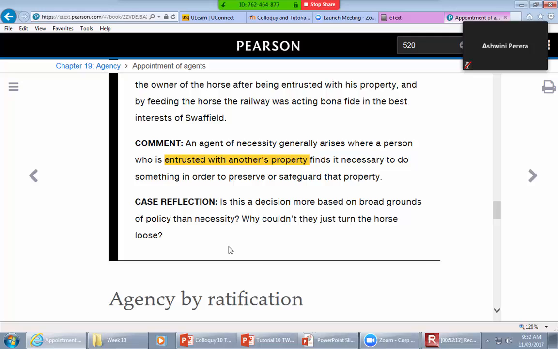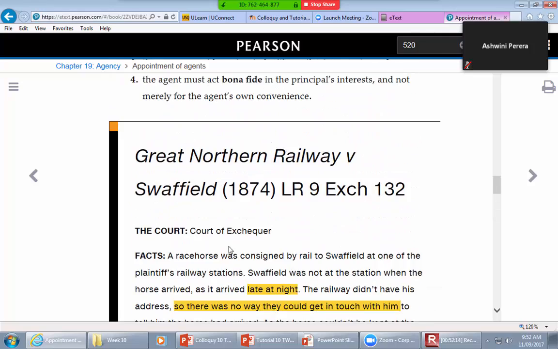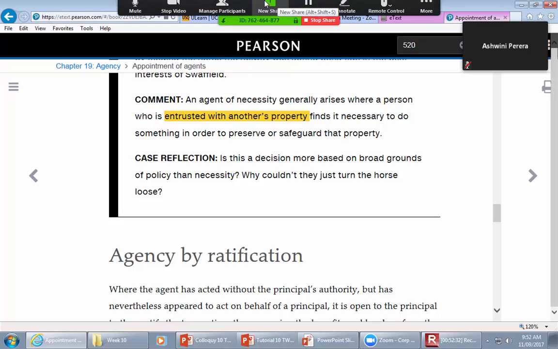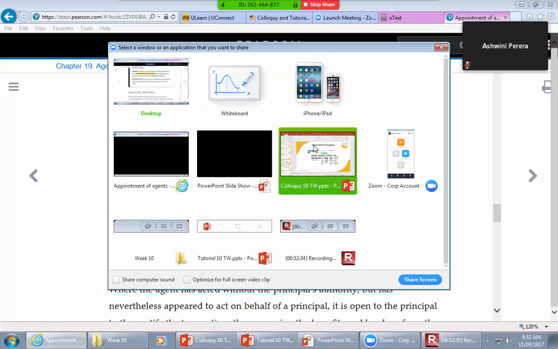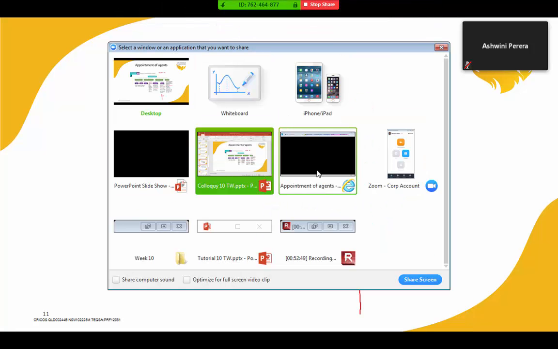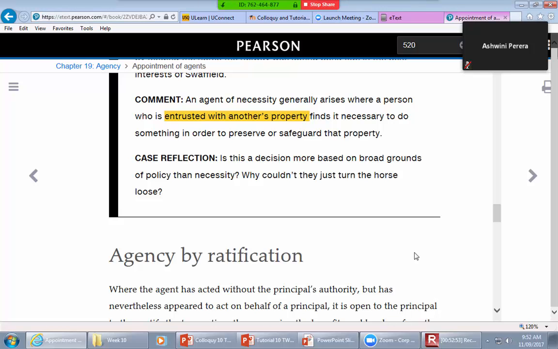Is this a decision? Okay, remember this decision was in 1874. Is this a decision more based on broad grounds of policy than necessity? Why couldn't they just turn the horse loose? Well, that would be even worse. Remember, what we said here is that this is one of two ways where you can create agency through operation of law. So this is a legal argument. That reflection is asking, is this really a legal argument or is it a policy argument?